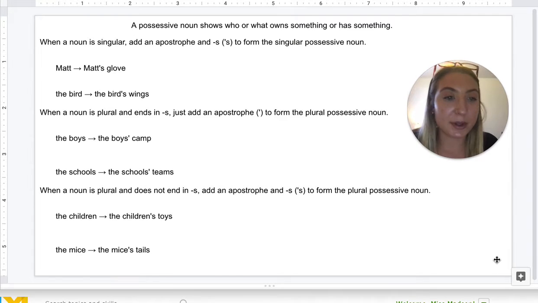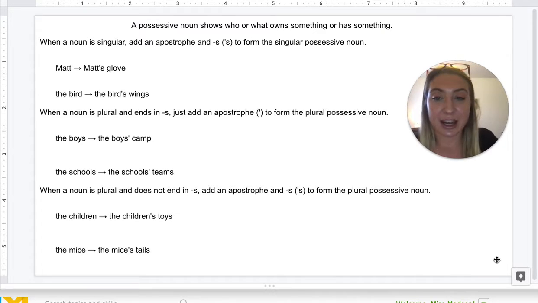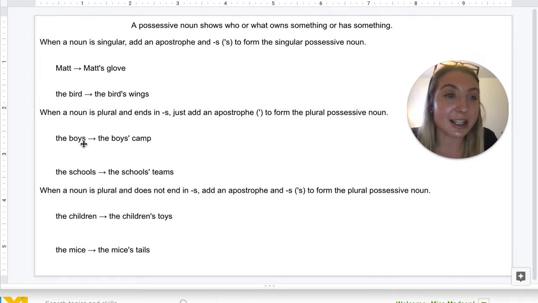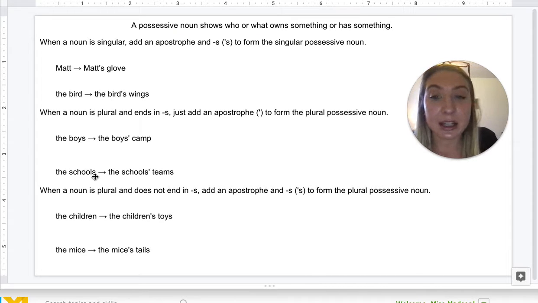And for our plural possessive nouns, when it is a plural noun and we want to make it possessive, and it ends in S, then we add just an apostrophe at the end. So we have to look at the noun. If I want to change the boys into a possessive noun, I see it's already plural and it ends in an S because it's not irregular, so I'm just adding an apostrophe at the end. Same with the schools. We're talking about more than one school and it already ends in an S and it's plural, so I'm just adding an apostrophe at the end.